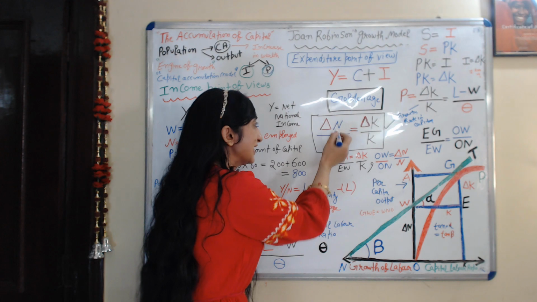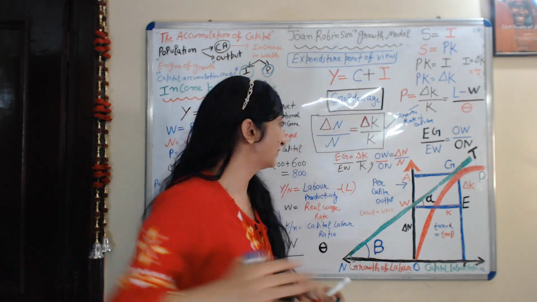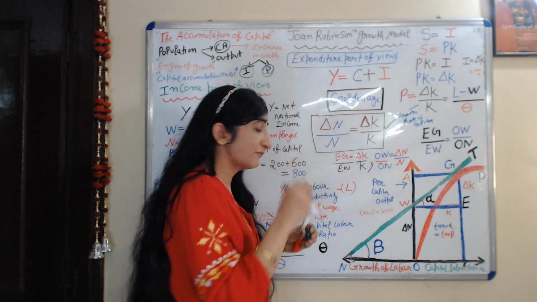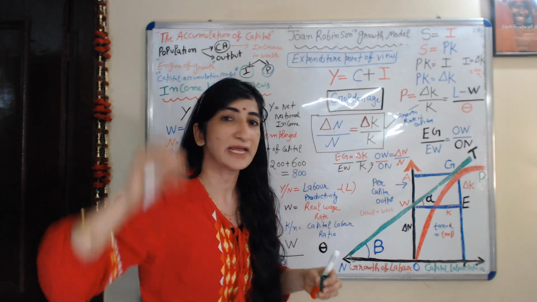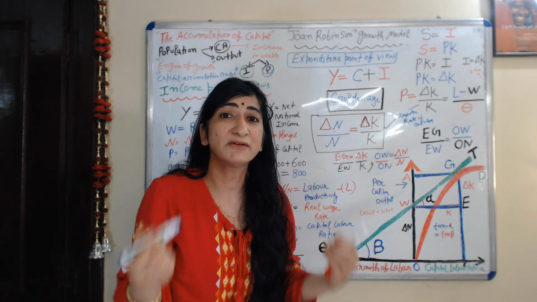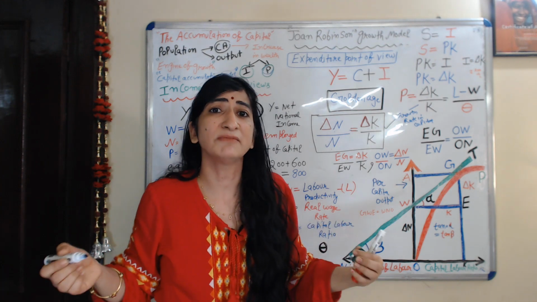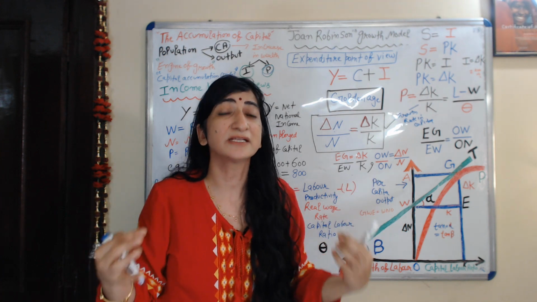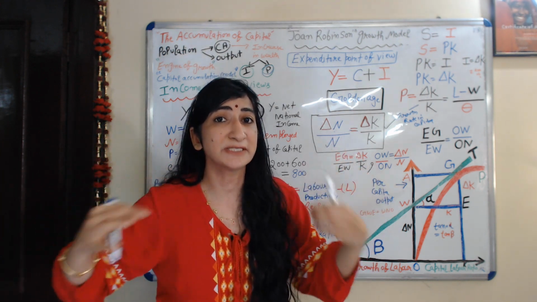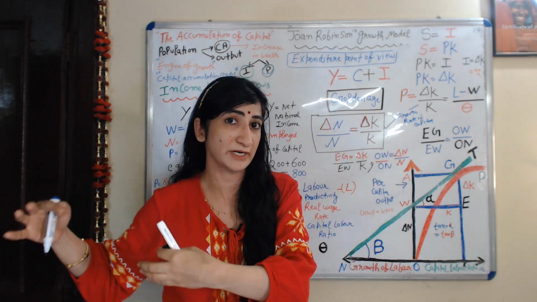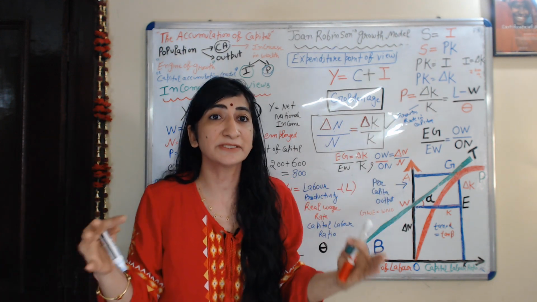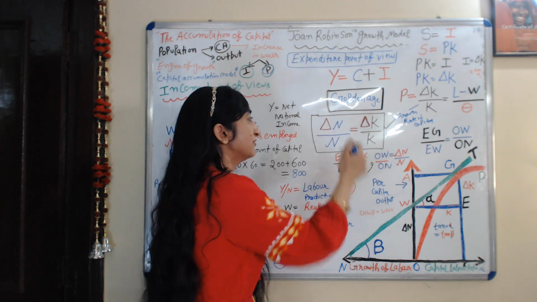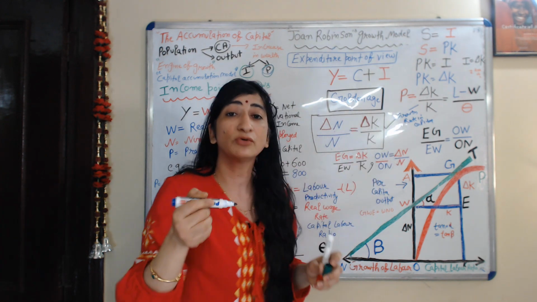Delta N over N is the growth rate in population, and delta K over K is the growth rate in capital. An economy can achieve its golden age if the growth rate in population is equal to the growth rate in capital. What does that mean? It means your growing capital has the capacity to absorb all the growing population, to give employment to all the growing population. That's why it's called the golden age.